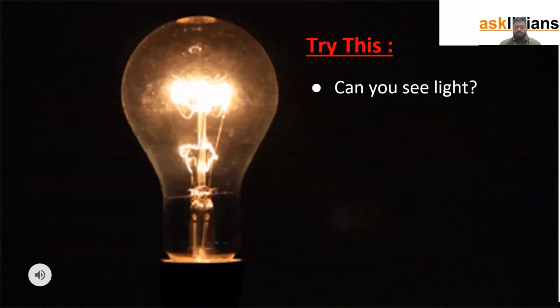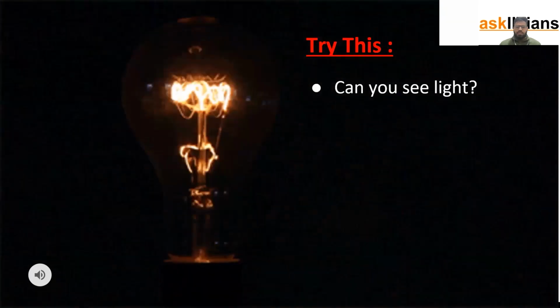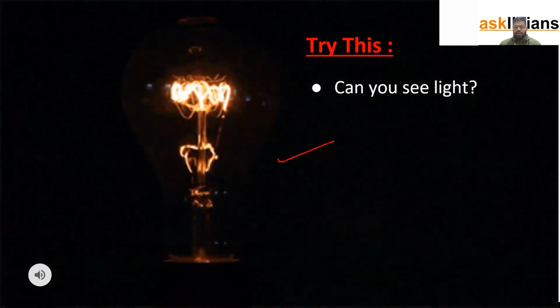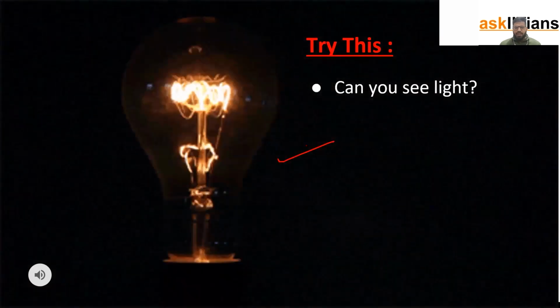So I think you have already observed this in your day-to-day life, that when you switch on this electric bulb, what you observe? You observe some light, yeah? And as soon as you switch it off, you don't see any light like this. So this is the activity which you have all observed in your day-to-day life, that whenever you switch on a bulb, you can see the light, and when you switch it off, you can't see the light.